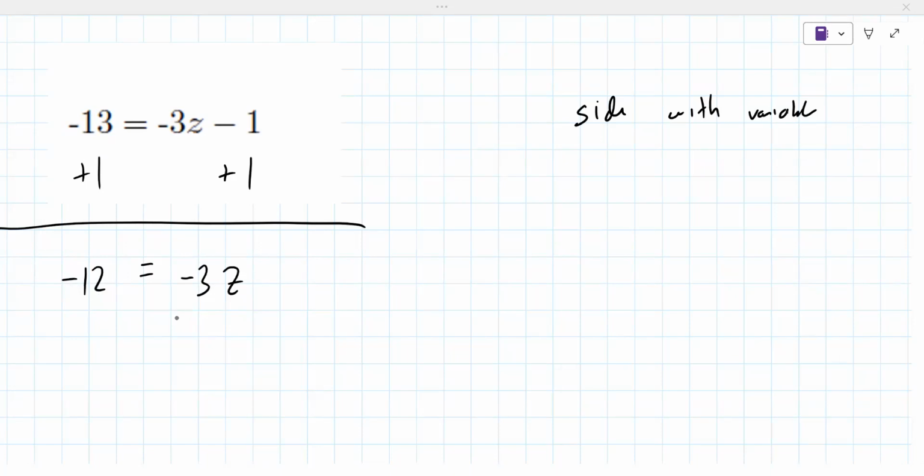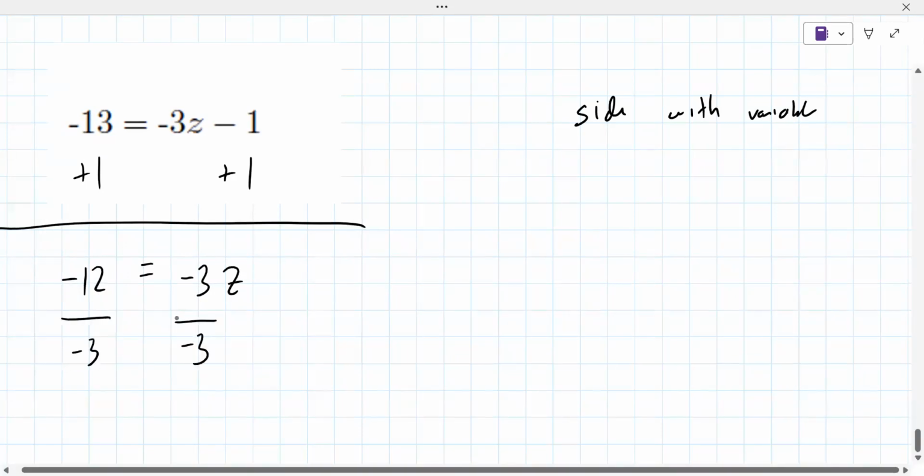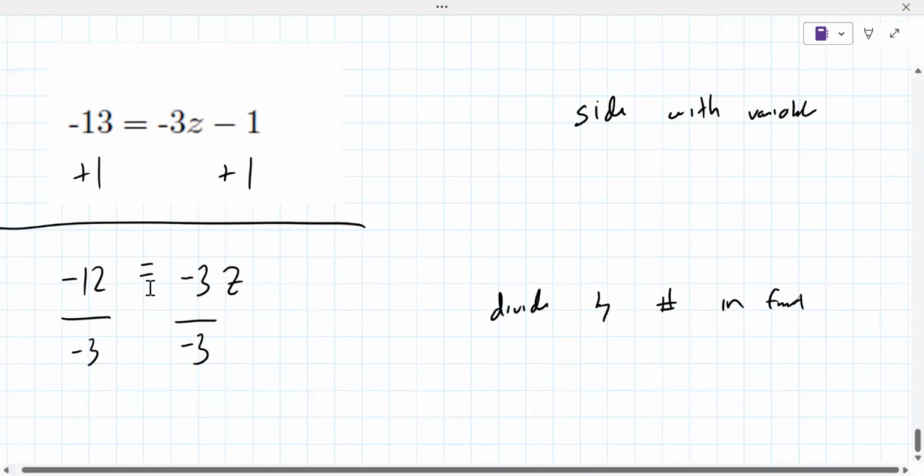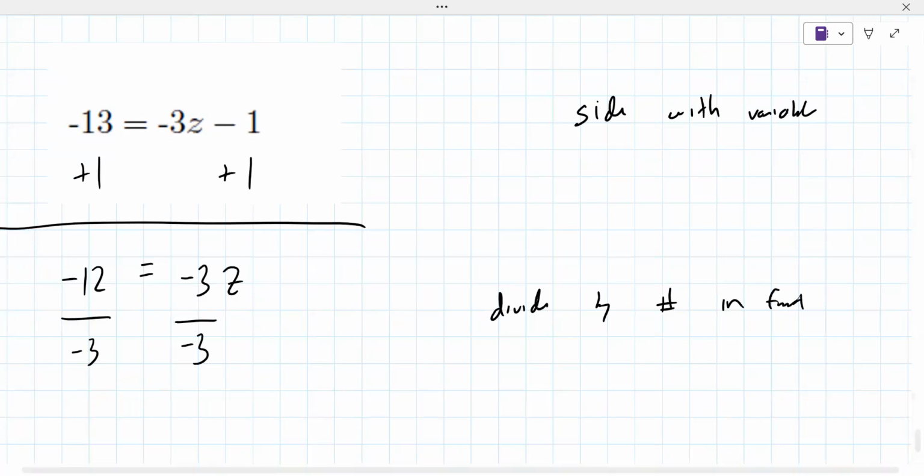Division. You divide by -3. So you divide by whatever number is in front, and the number is -3.